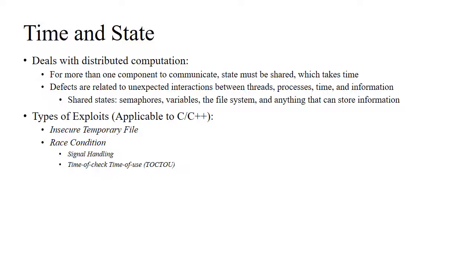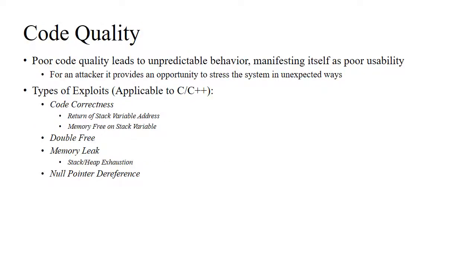Fourth is time and state. Now, this deals with distributed computing, which means for multiple devices to communicate with each other, states must be shared, which takes time. And these attacks take advantage of this time difference between the sharing of information. So unexpected interactions between threads, processes, time, and information are of utmost importance, and shared states meaning semaphores, variables, and file systems. Types of these attacks are insecure temporary files or race conditions such as signal handling and time of check, time of use. Next is code quality.